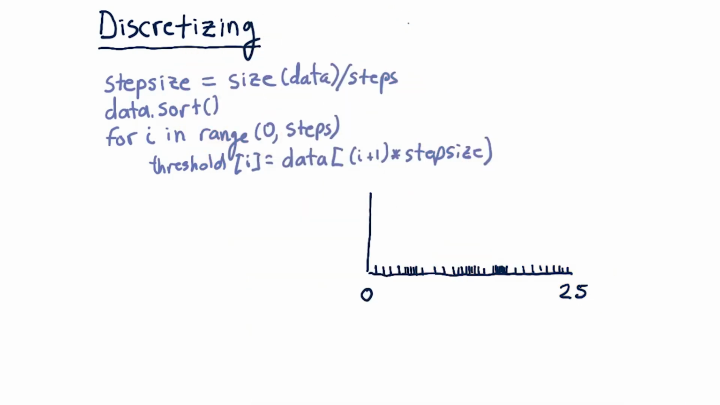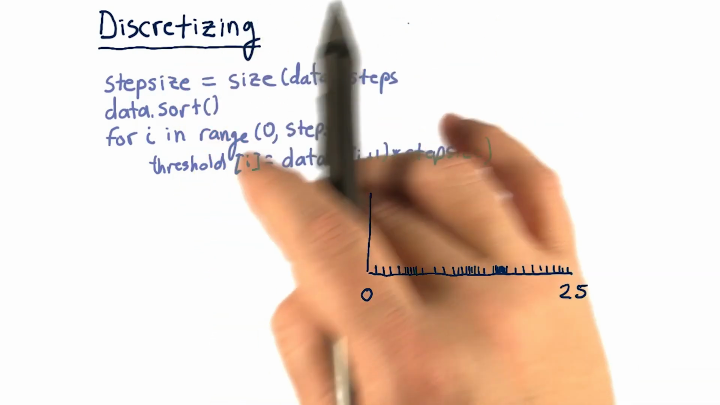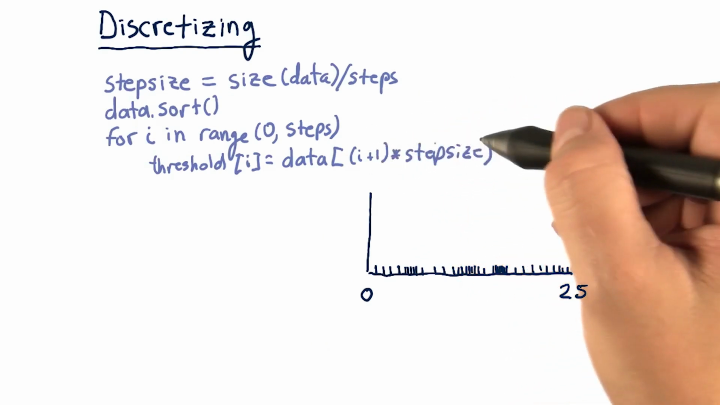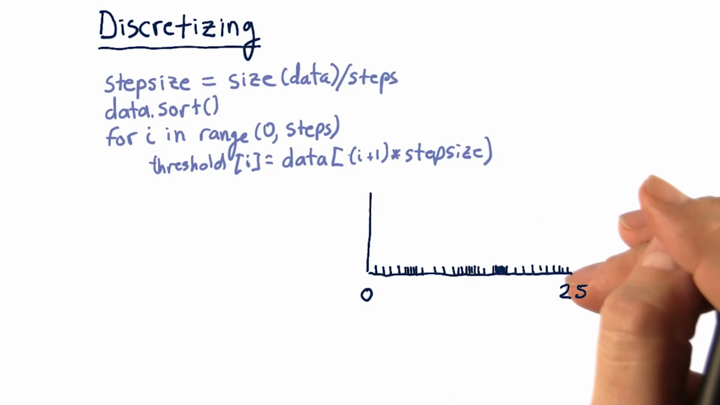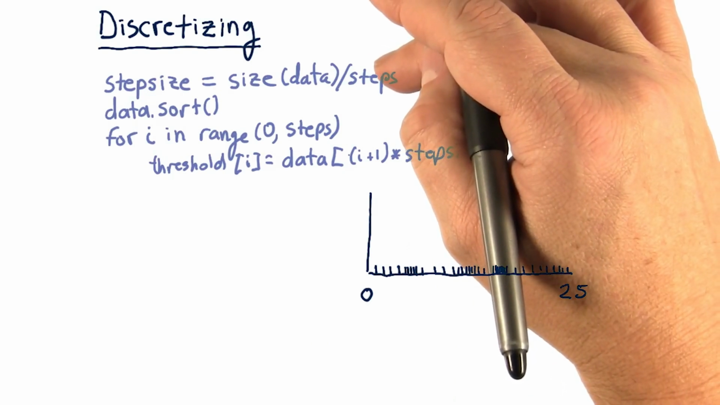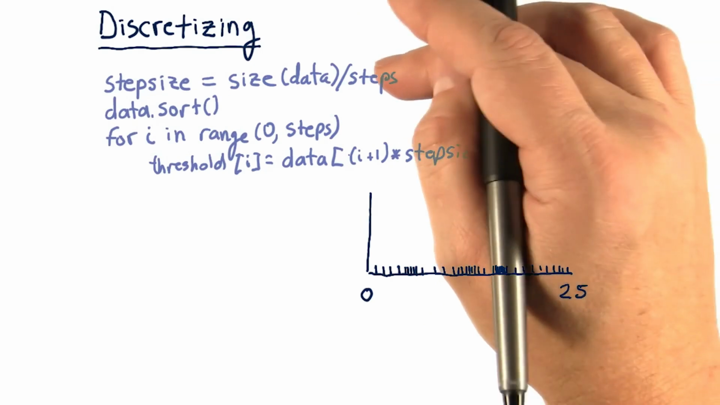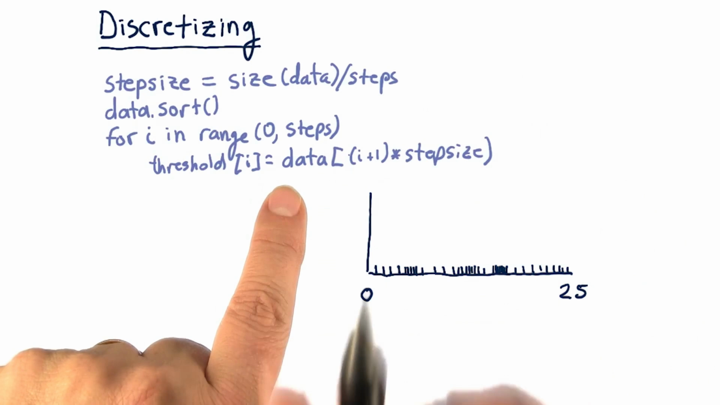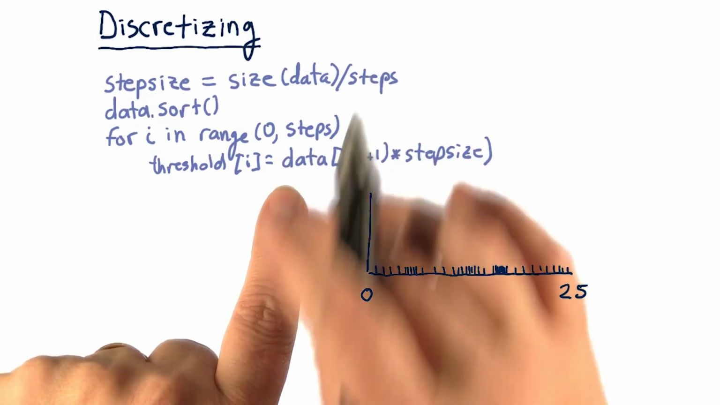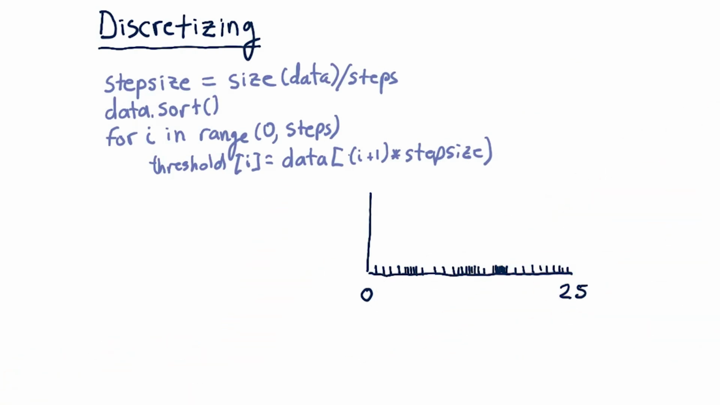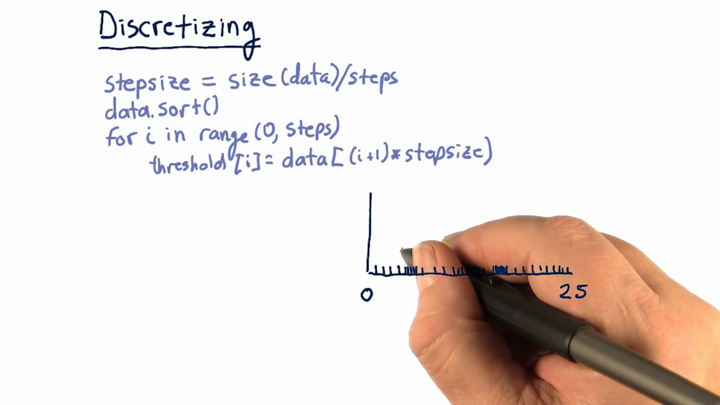Then we sort the data, and then the thresholds just end up being the locations for each one of these values. So in other words, if we had, say, 100 data elements and we were going to have 10 steps, our step size is 10. So we just find the 10th data element, and that's our first threshold, and then our 20th and 30th and so on. It ends up looking something like this.